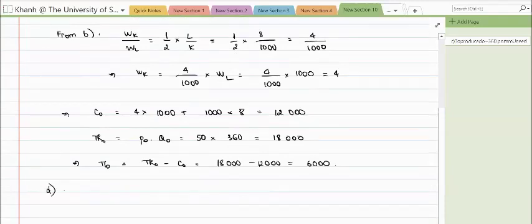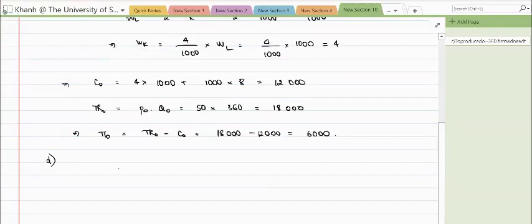Okay, so part D is asking you to write out the firm's short-run production function and therefore the firm's short-run total cost function. So we are given a production function Q equal to 9K to the power 1 on 3 and L to the power 2 on 3.